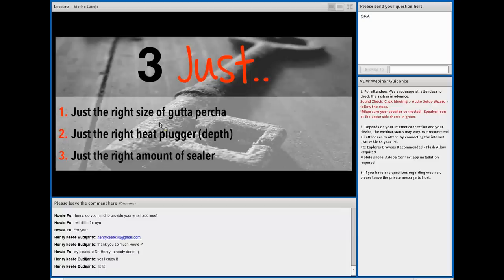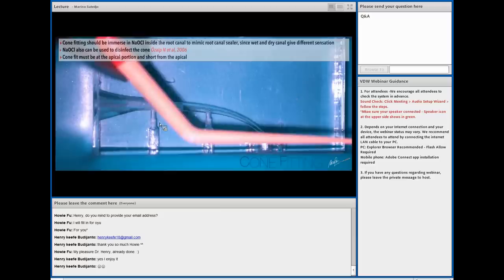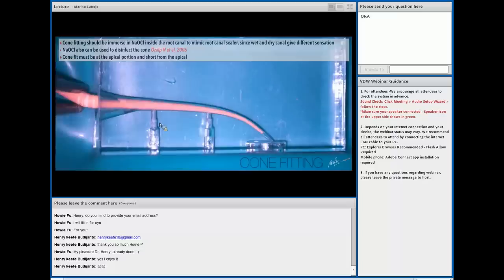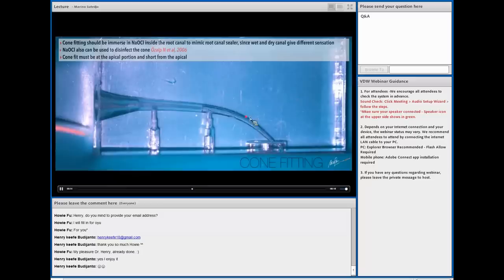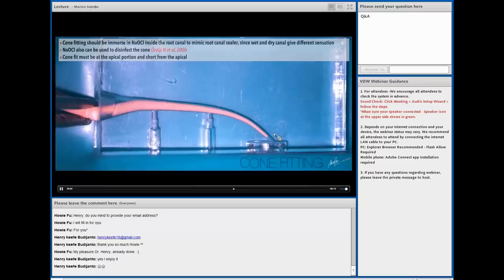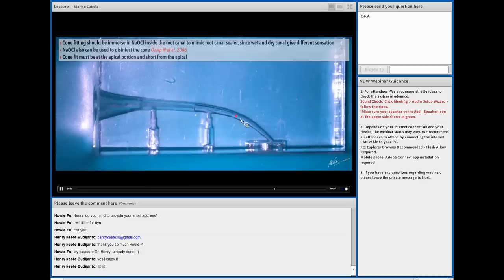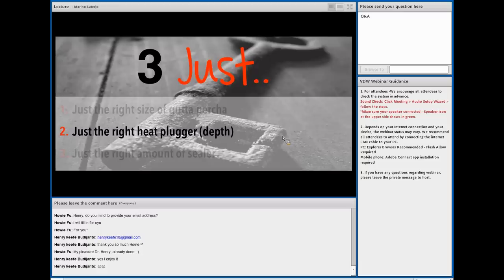And in order to have a good result of warm vertical condensation, we need three conditions. We need just the right size of gutta percha, like I said before. We need just the right depth of the heat plugger, and we need just the right amount of sealer. Cone fitting is crucial. Usually, I always find a cone fit that is about 0.5 to 1 millimeter short from the working length, as you can see here. I'm putting it a little bit short because once we apply pressure, there are hydraulic pressures inside the canal that can push the cone further 0.5 to 1 millimeter up to our working length. I will give you the video right after this moment.